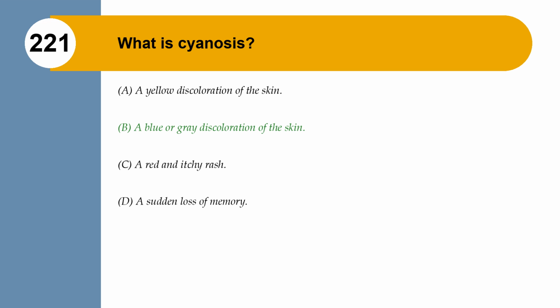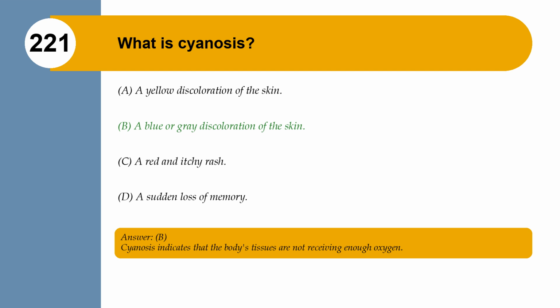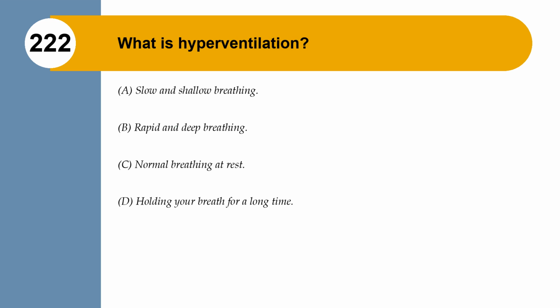The correct answer is option B, a blue or gray discoloration of the skin. Explanation. Cyanosis indicates that the body's tissues are not receiving enough oxygen. Question 222. What is hyperventilation?